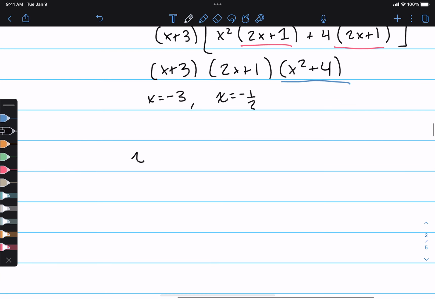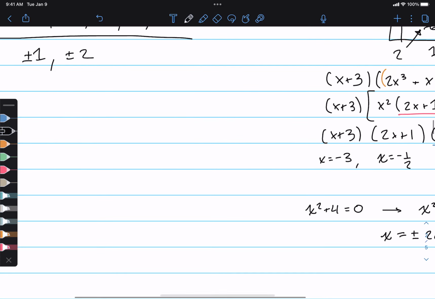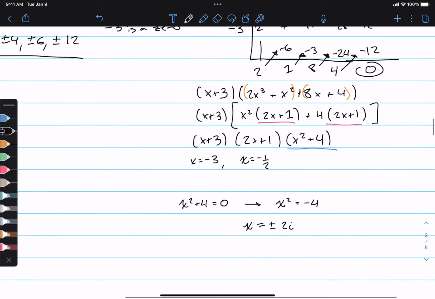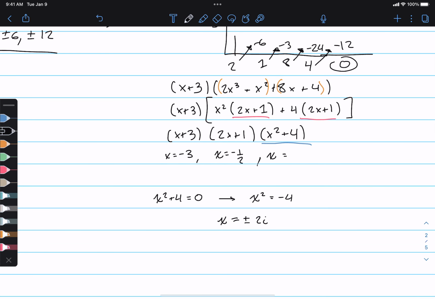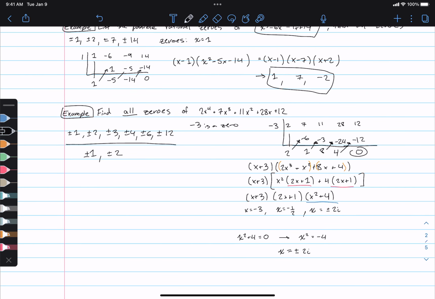So we have x squared plus 4 equals 0, means that x squared is equal to negative 4. And this only happens when x is plus or minus 2i. And so that's all our zeros because this is a degree 4 polynomial. So our zeros are x equals negative 3, x equals negative 1/2, and x equals plus or minus 2i. And that's how we found that out.